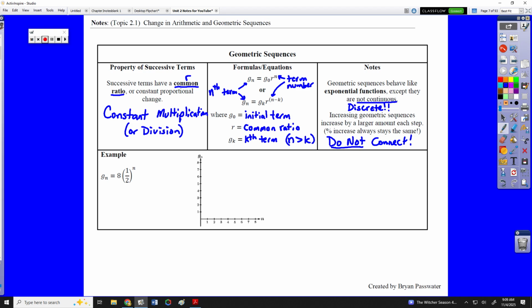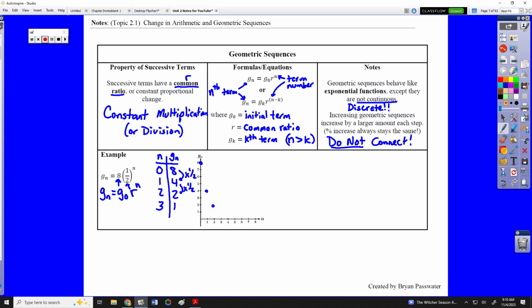Okay, so for example, down here we have G sub n equals 8 times 1/2 to the n power. So remember that this is in the format G sub n equals G sub 0 r to the n. So the initial value is 8. So we should be starting up here at 0, 8. Then our common ratio is 1/2. So when we go to the first term, we are going to multiply 8 by 1/2, which would give us 4. When we go to term 2, we're going to multiply by 1/2 again, which will give us 2.